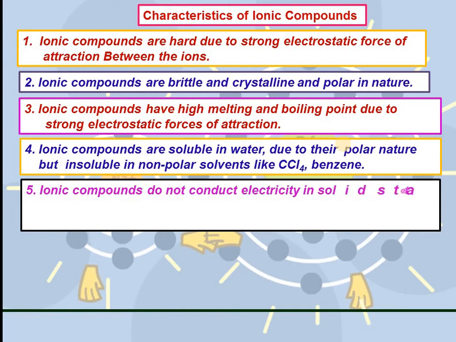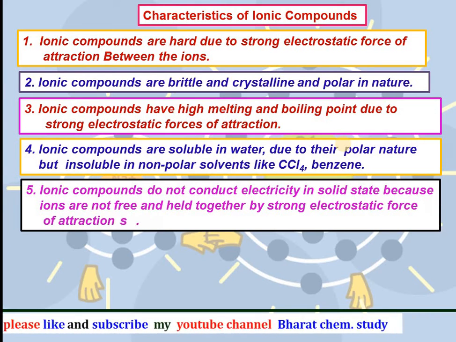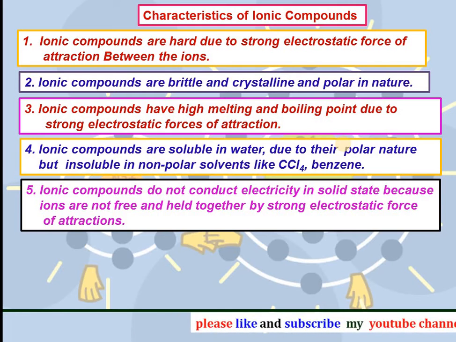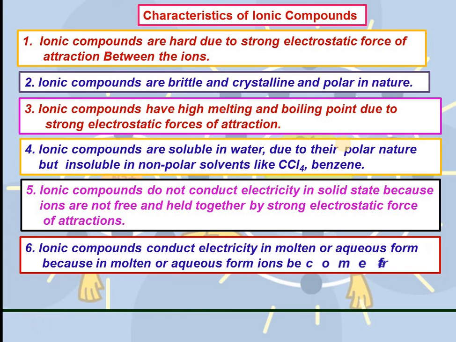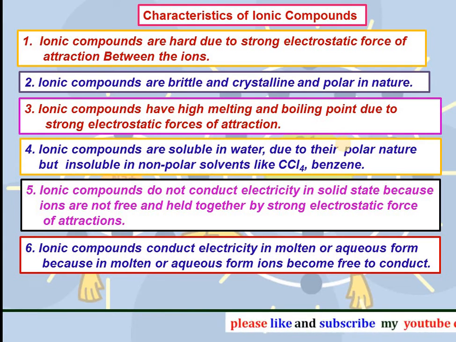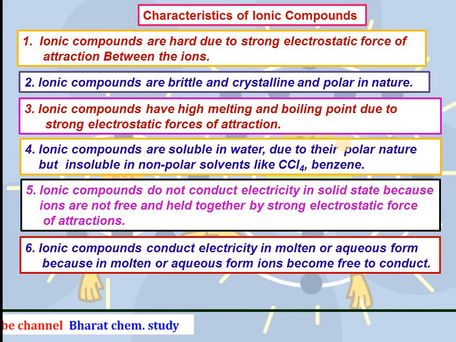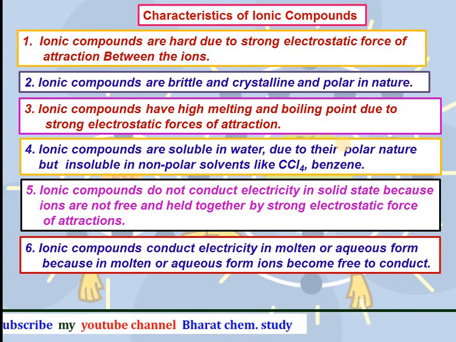It's a very important point now. Point 5. Ionic compounds do not conduct electricity in solid state because ions are not free and are held together by strong electrostatic force of attraction. Ionic compounds conduct electricity in molten or aqueous form. Why? Because in molten or aqueous form, the ions become free to conduct electricity, because on heating or on adding in water, the electrostatic force gets weakened or overcome, hence their ions become free.